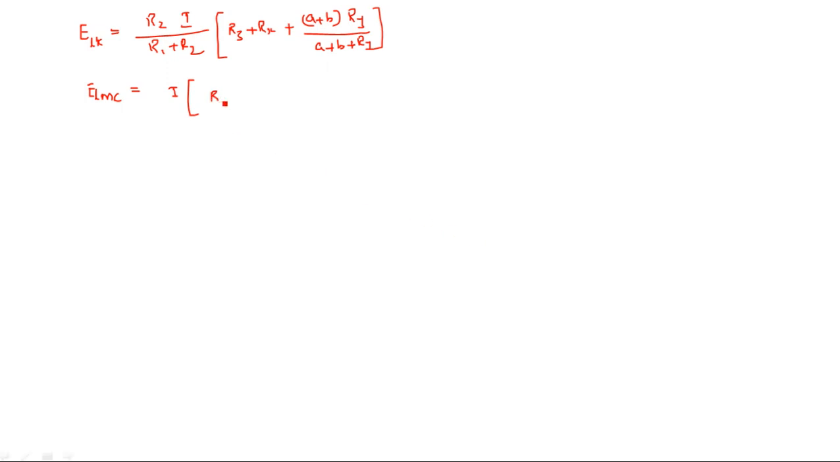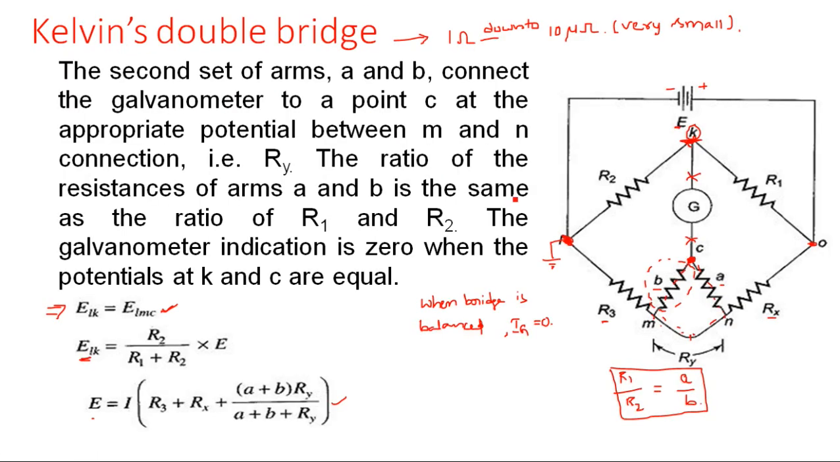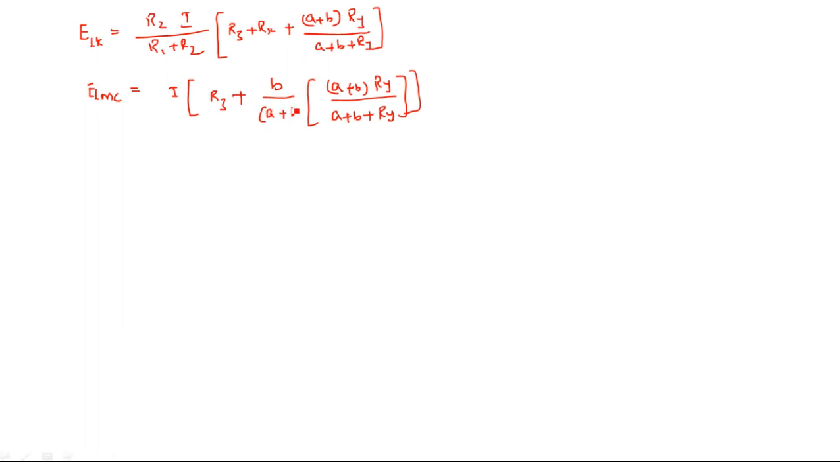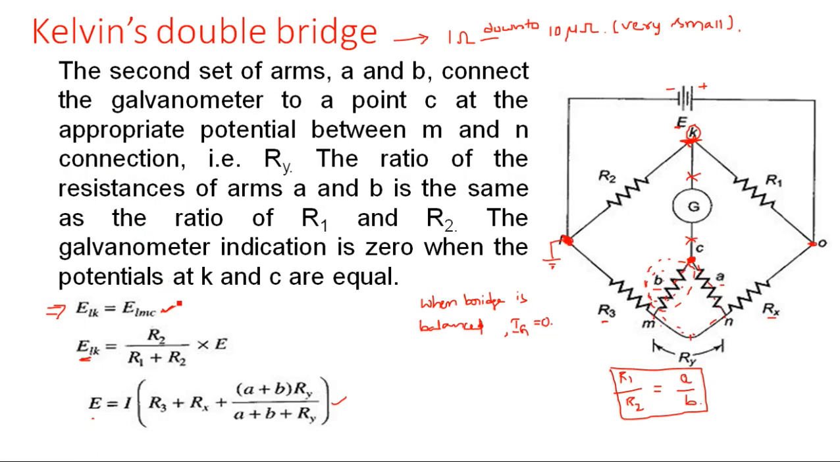R3 plus, we need B among the resistance A plus B in parallel with Ry. So B by A plus B into, what is the total resistance? A plus B into Ry by A plus B plus Ry. Okay, see here. We need B resistance here, only B resistance. But where is B? B is there in a set of network where B is in series with A and this series combination is in parallel with Ry. So we have to write this as B by A plus B into the total resistance like this. Okay, so A plus B here and A plus B here gets cancelled and we have, now equate, what is the equation here? So let it be equation 1.